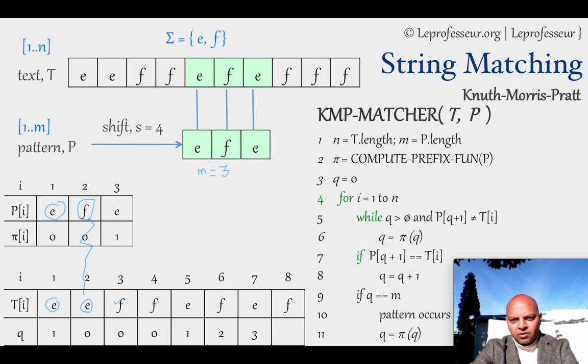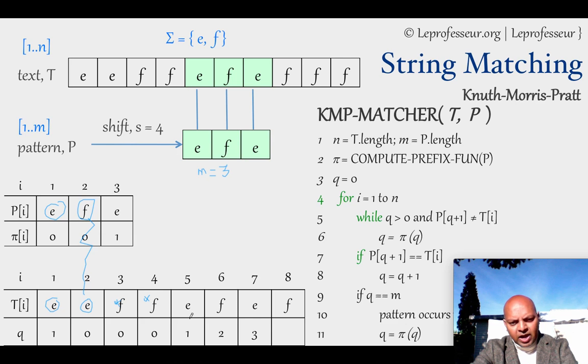So now q is 0, so we don't execute line number 5. At line number 7 we check q plus 1, that is 1, so p of 1 is e, whether it is equal to t of i, which is 3, and that is f. So e doesn't equal f, so we don't execute it, and the value of q remains 0. We move on to the next text character, i equal to 4. The same thing occurs. We don't execute line number 5, we try line number 7 to check whether p of q plus 1, which is p of 1, is e. Is e equal to f? No, it doesn't match here, so the q value is still 0.